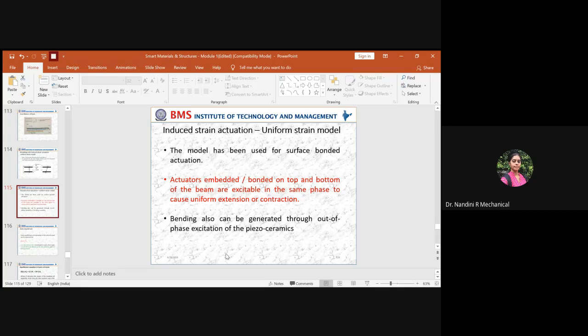So all these things can also be evaluated when you have a proper bonding, due to the bonding layer.